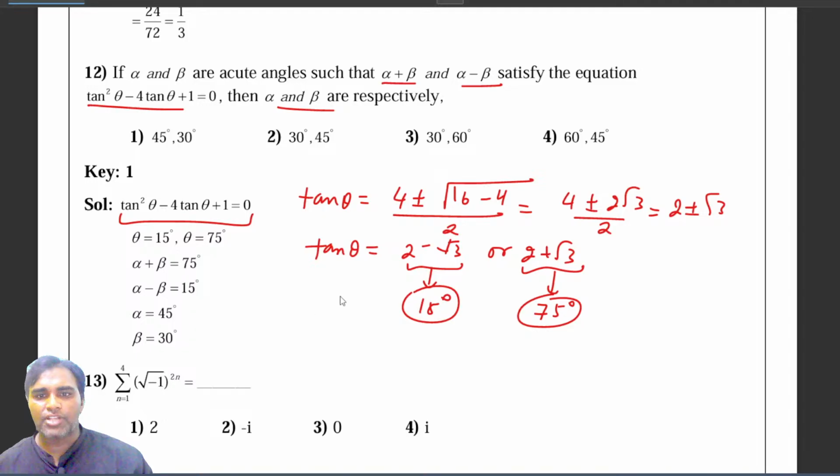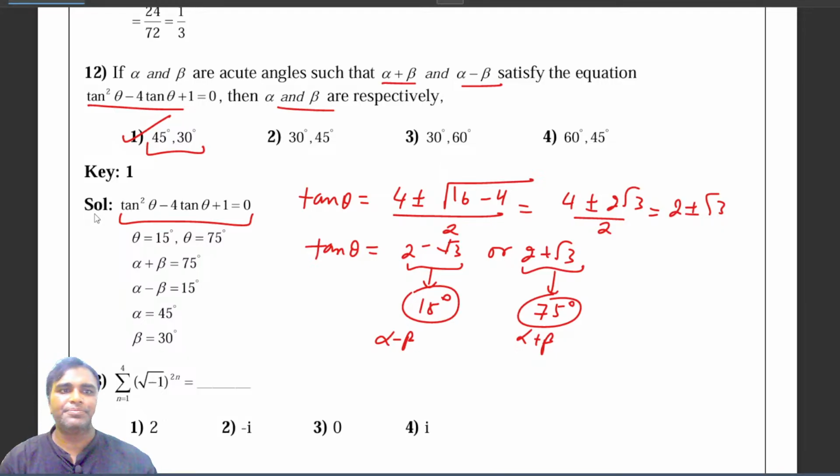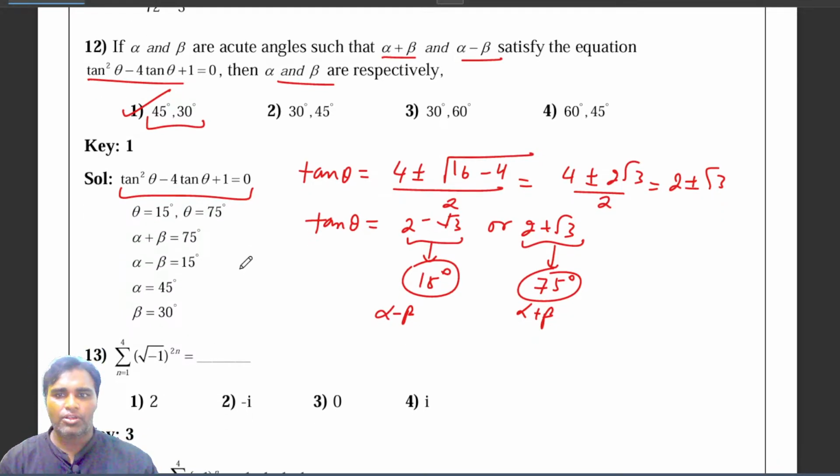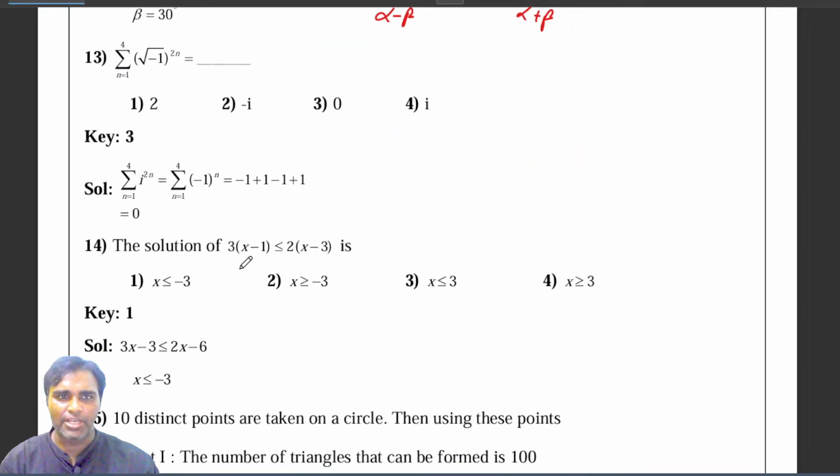Now one angle is alpha plus beta, so obviously this is alpha plus beta and this is alpha minus beta. Clear? Now if you solve these two, you will easily get 45 and 30, because 45 and 30 if you add give 75, and if you subtract give 15. So we are getting 45 and 30 degree. Option 1. So a very easy problem also, not so much tough. In competitive exams a little bit of toughness is there, but with an immense amount of practice you can solve these questions.